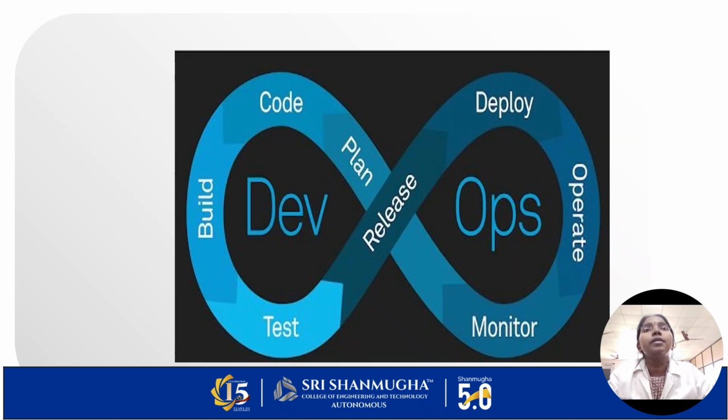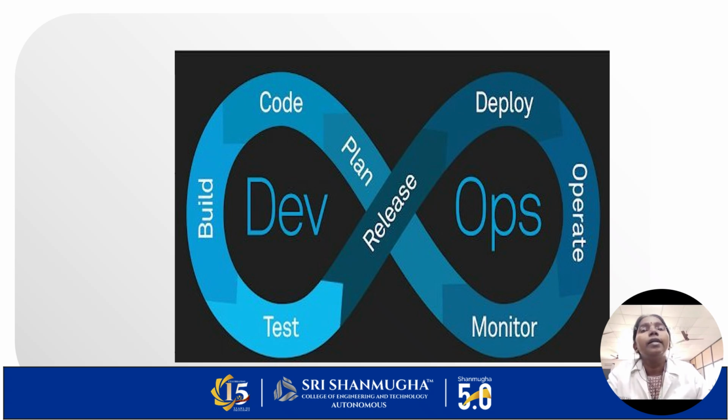And this is the 7C life cycle. Initially, plan, code, build, test, release, deploy, operate, monitor. So, this process continuously occurs here. This is mainly the total 7 C's life cycle.